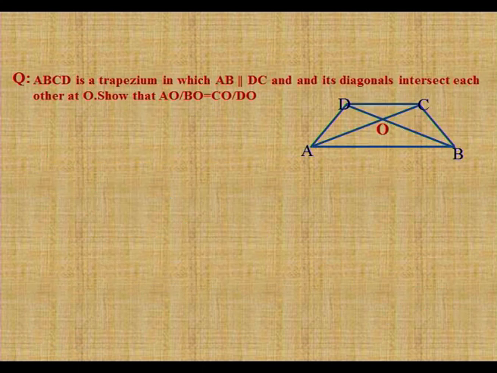One more problem, let me explain this. ABCD is a trapezium in which AB is parallel to DC and its diagonals intersect each other at O. Show that AO divided by BO is equal to CO by DO.